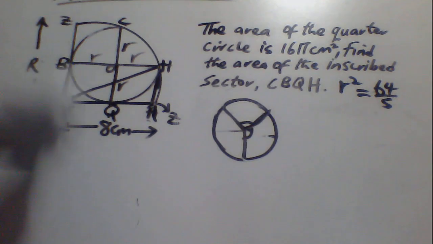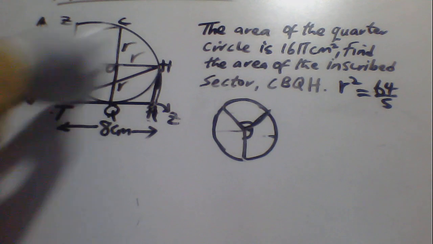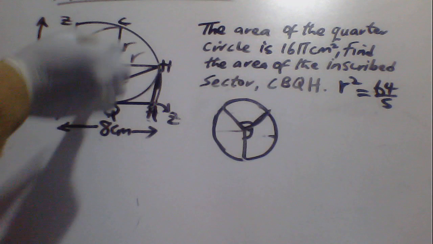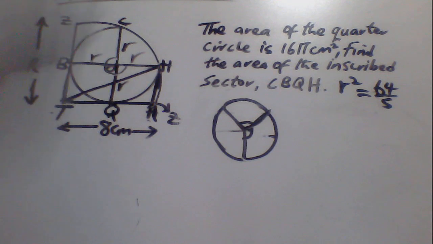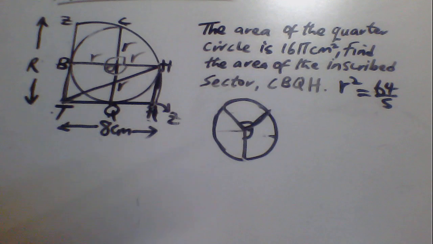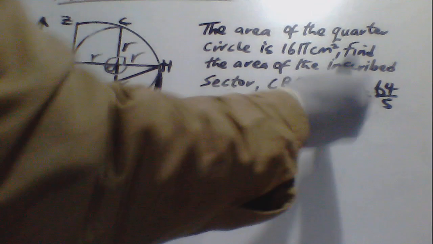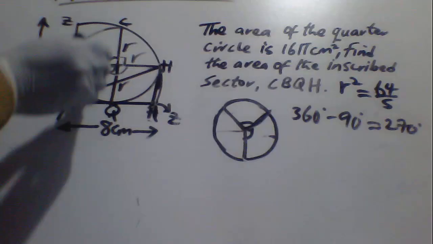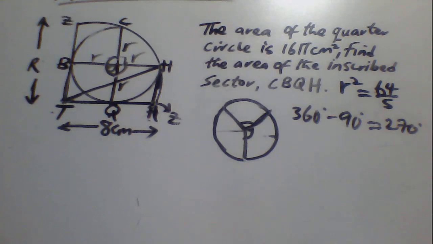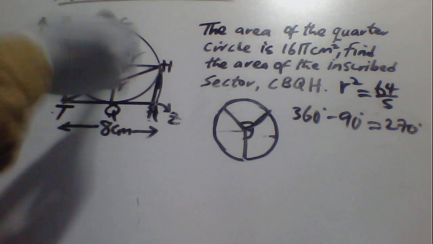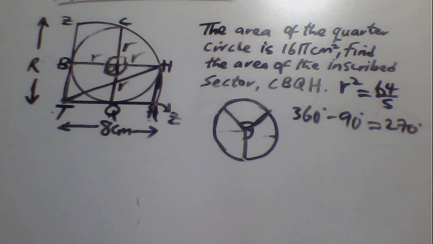You look at it, this is not complete. So from here to this point is a sector. You need to find this angle here, and this here is 90 degrees. The total angle at a point is equal to 360. So 360 degrees minus 90 degrees will give us what? 270 degrees. So this angle here is equal to 270 degrees. The angle that makes up this sector is 270 degrees.